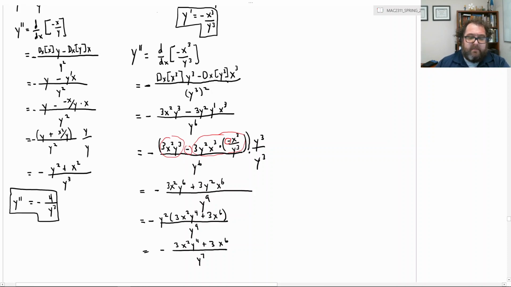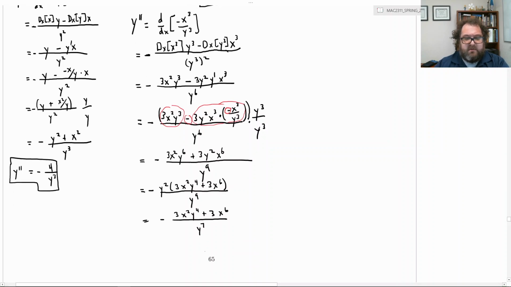Now if I'm going to go any further than that, is there anything I can do here? Just factor out a 3, that would leave us with x squared, 3 times x squared y to the 4th, so x to the 6th. I think that's good enough for us. You could factor out 3, but does that really matter? I don't think that really matters. So I'll leave it like that.